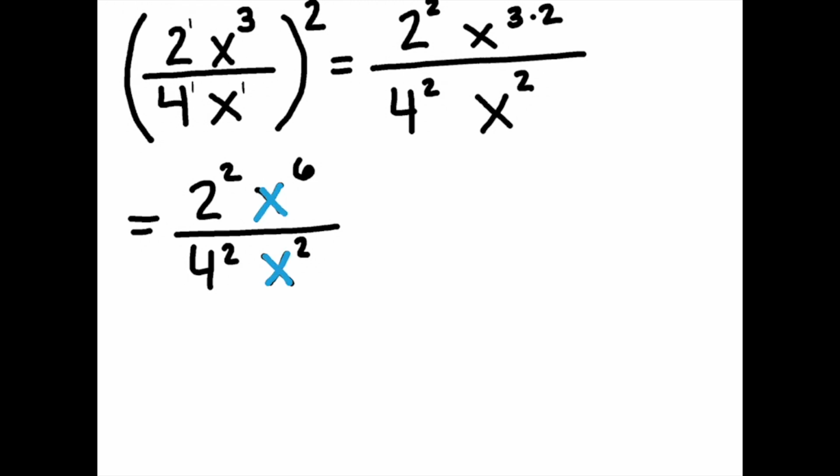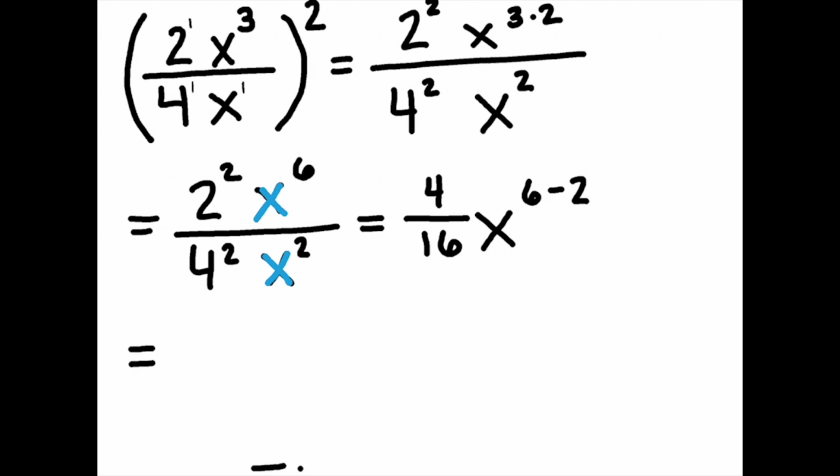Since they are the same, I can use that rule, the quotient of powers rule, and I can say that x to the 6th minus 2. And then I've got 2 squared over 4 squared. For right now, I'm just going to write, 2 squared is 4. And I've also got 4 squared. 4 times 4 is 16. So I've got 4/16 times x to the 6th minus 2.